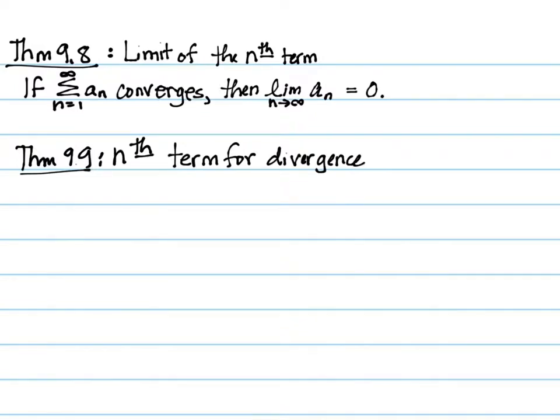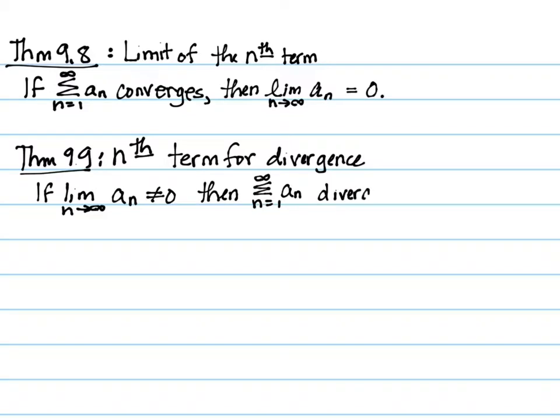It says if the limit as n goes to infinity of a sub n does not equal 0, then the summation from n equal 1 to infinity of a sub n diverges. Notice what it doesn't say. It doesn't say anything about when anything converges. It only tells you when something diverges.